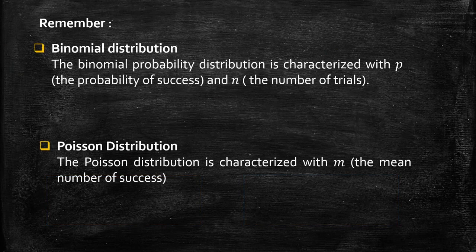So we have taken two discrete probability distributions, one binomial, another Poisson. We need to remember here that the binomial distribution is characterized by two things, the probability of success and the number of trials, p and n. But the Poisson distribution is characterized by the mean number of successes, that is m. So for binomial distribution, p of x depends on two parameters, n and p, and the Poisson distribution probability function depends on one parameter, m.